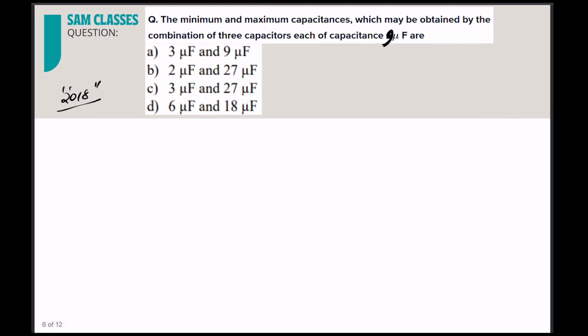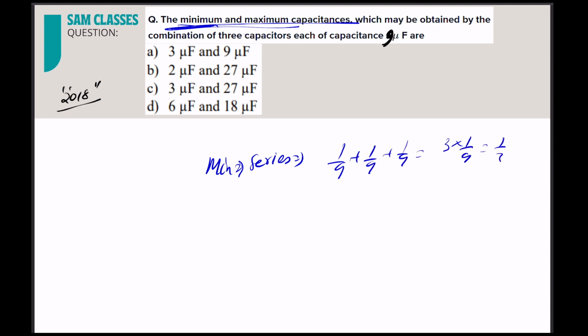Next, the minimum and maximum capacitance. For minimum, which kind of connection do we need? For minimum, add it in series. Correct. So for minimum, arrange the capacitors in series. So it will be 1 by 9 plus 1 by 9 plus 1 by 9, that is equal to 3 into 1 by 9, which is equal to 1 by 3. So C dash is equal to 3.